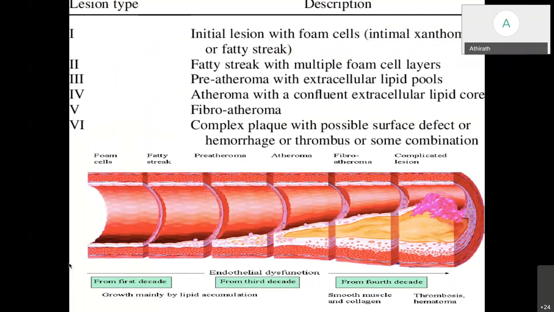You can see this in an image. The type 1 plaque is an initial lesion with foam cells. We commonly call it a fatty streak. Type 2 is a fatty streak with multiple foam cell layers, whereas type 3 is a pre-atheroma with extracellular lipid pools. Type 4 is an atheroma with confluent extracellular lipid pools. Type 5 is a fibroatheroma. Type 6 is a complex plaque with numerous complications like a surface defect, an intraplaque hemorrhage or a thrombus.